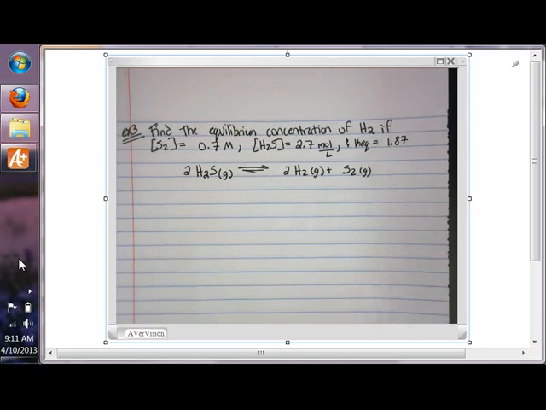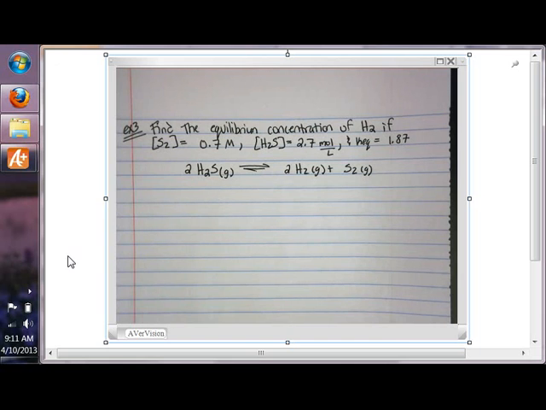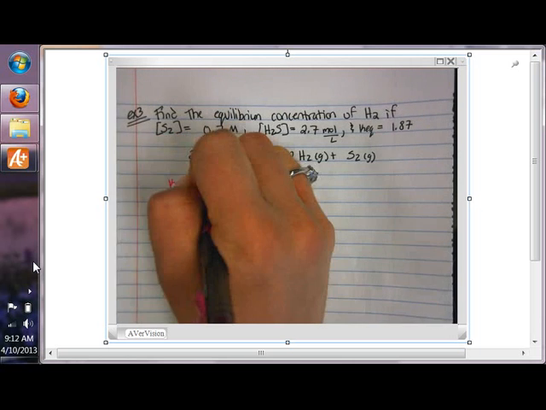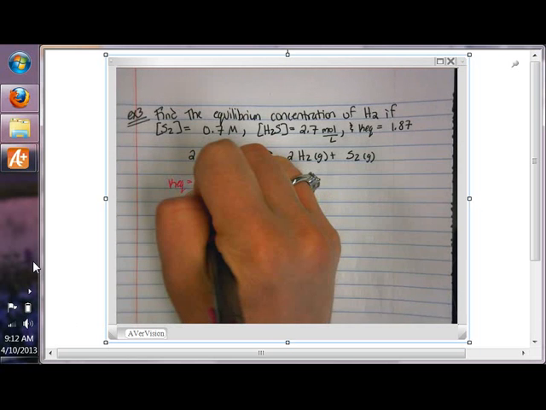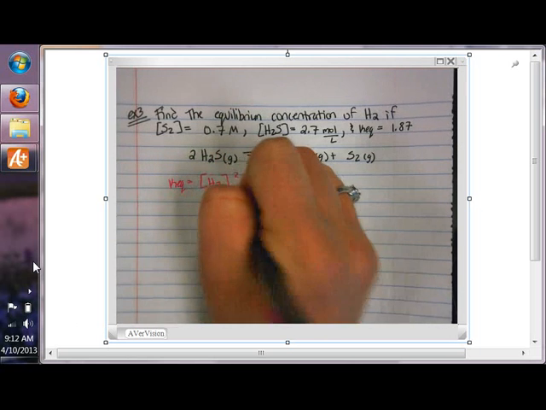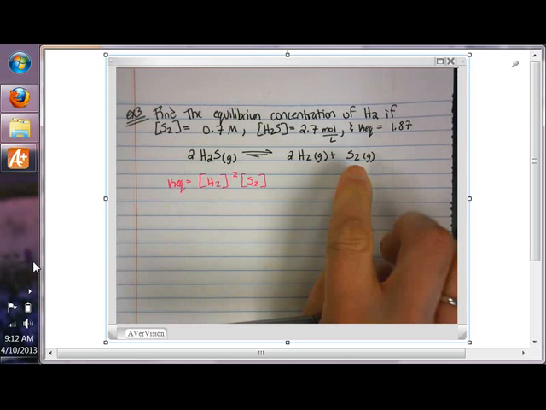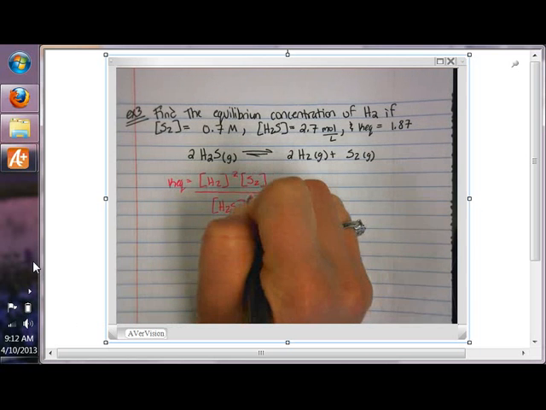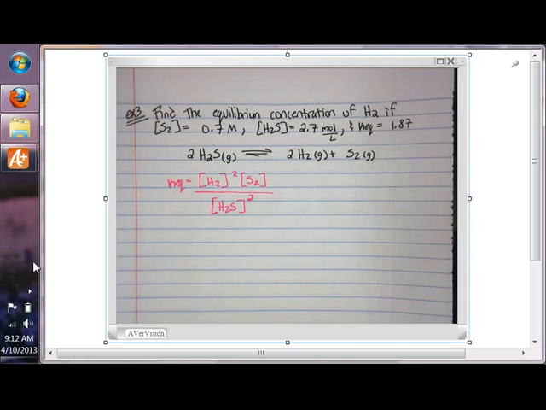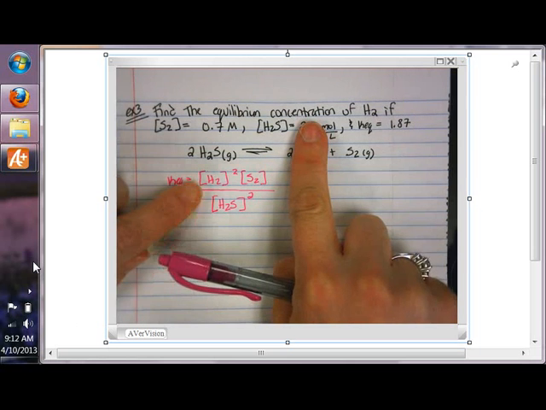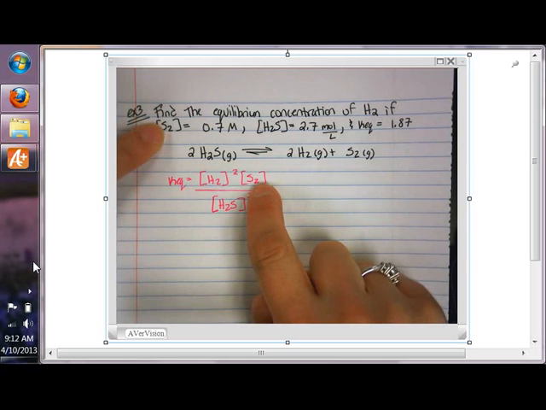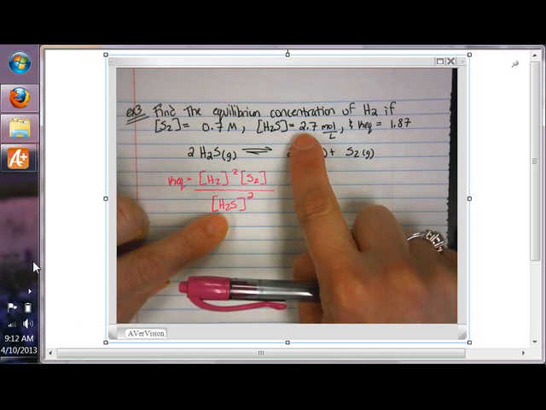Let's see what our time is. Okay. So the first thing I'm going to do is write my KEQ expression. KEQ equals products, so H2 squared S2 raised to the 1 all over the concentration of H2S raised to the 2. This problem's a little bit different. They want us to figure out the equilibrium concentration of hydrogen, and they give us the concentration of S2, they give us the concentration of H2S, and they give us the KEQ.